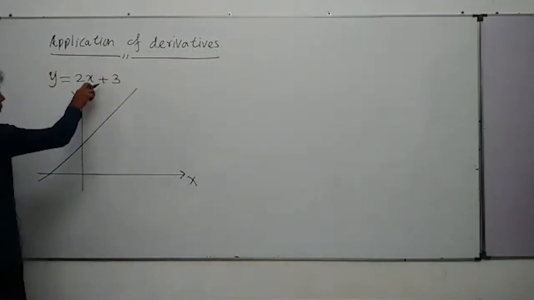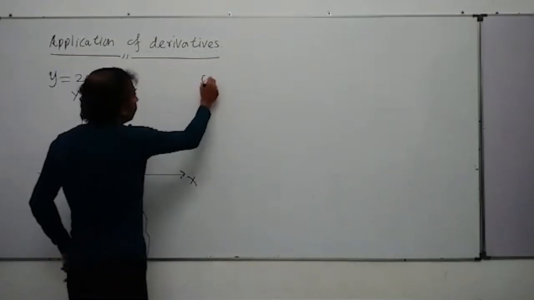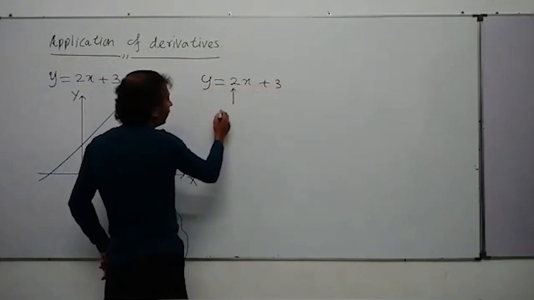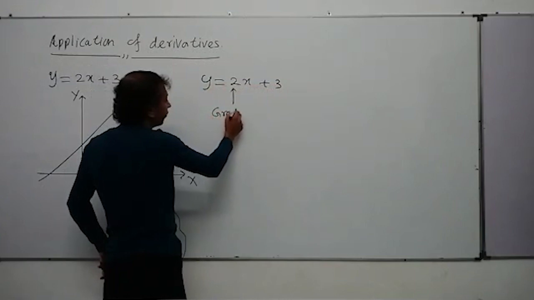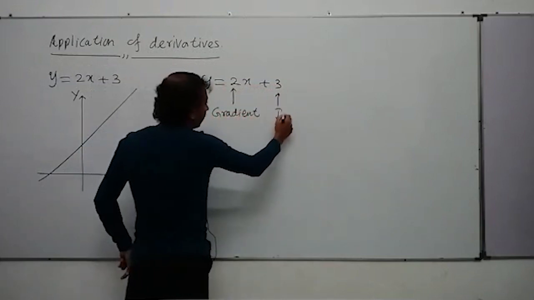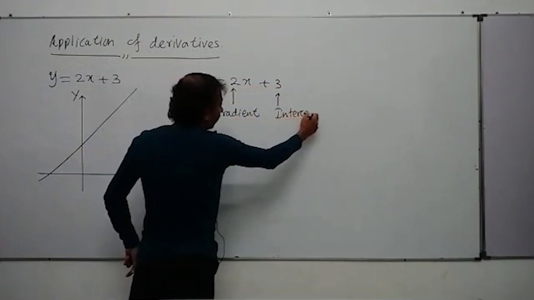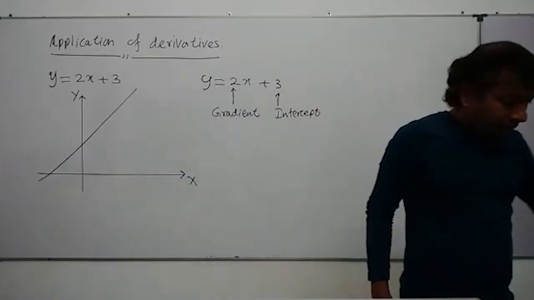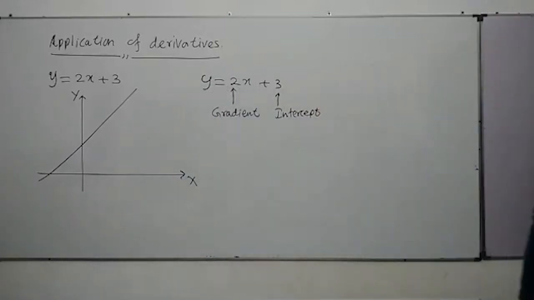There, this x coefficient we call the gradient, and this is called the intercept. Gradient and the intercept. The way of defining the gradient is this.